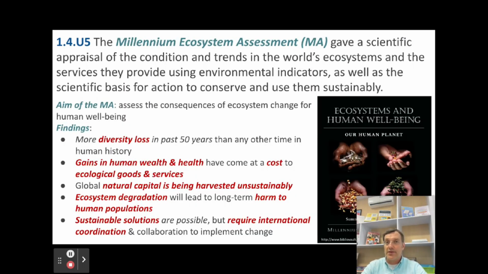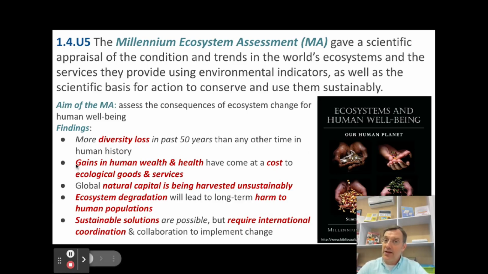Understanding statement number 5 is that the Millennium Ecosystem Assessment, or MA for short, gave a scientific appraisal or a measurement of trends in the world's ecosystems and the services that those ecosystems provide to people. So the purpose of it really was to figure out how people are impacting the planet. The major takeaways here, I've written them in red. More diversity loss in the past 50 years than at any other time in human history.